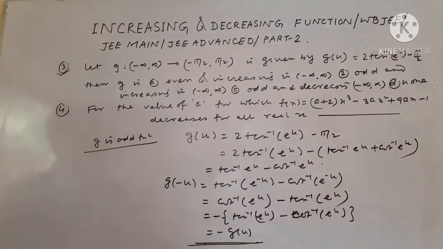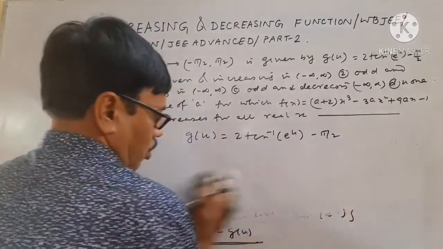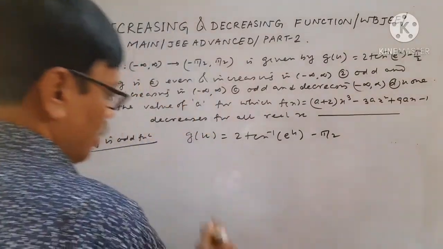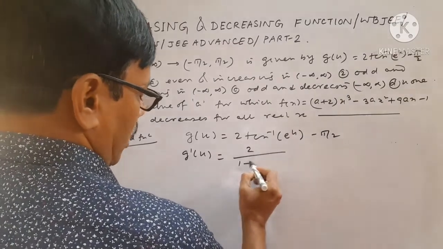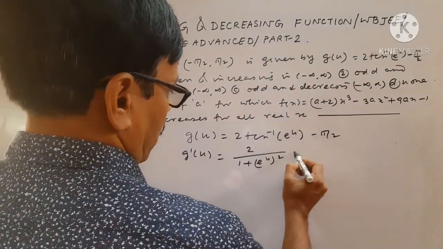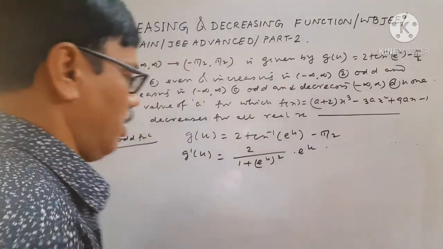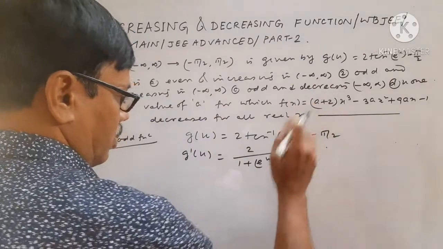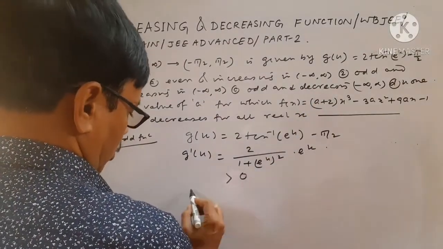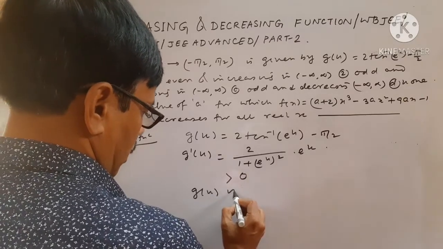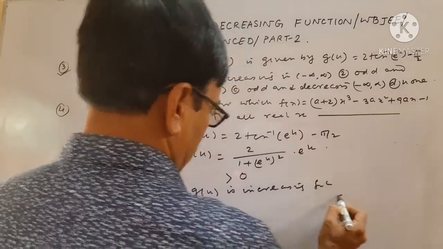Now we verify whether it is increasing or decreasing. For this, g dash u is 2 by 1 plus e to the power u whole square into e to the power u. Now you know the exponential function is always positive for all values of u. So this is greater than 0. So g(u) is increasing, g(u) is an increasing function.